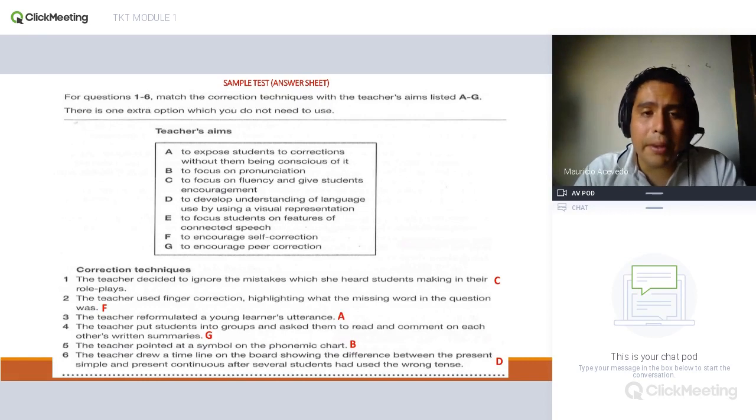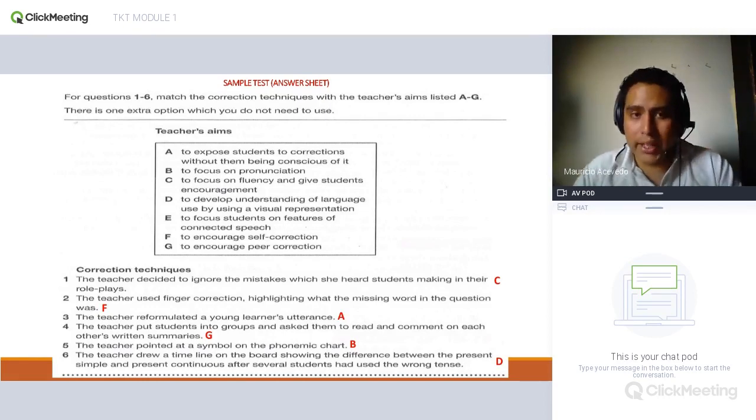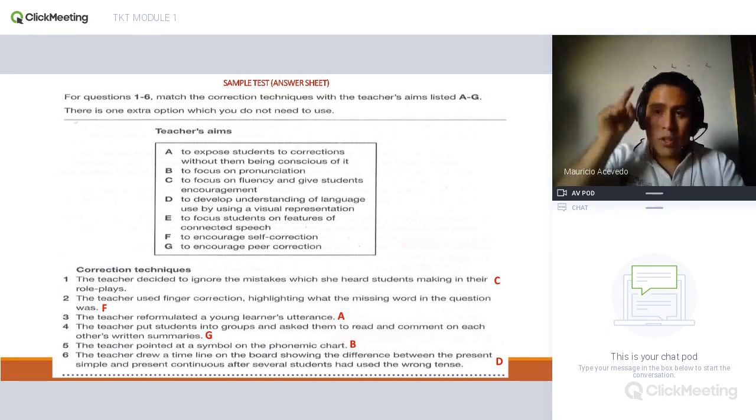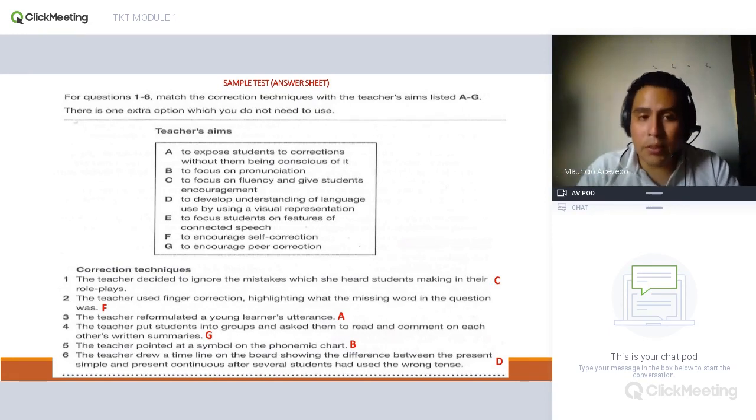Okay, so in this case, you don't care because you want them only to speak and you wanted them to have self-confidence. That's why you ignore this mistake. The teacher used finger correction, highlighting what the missing word in the question was. So in this case, it is to encourage self-correction, right? So you just point, and then you want them to do it by themselves.